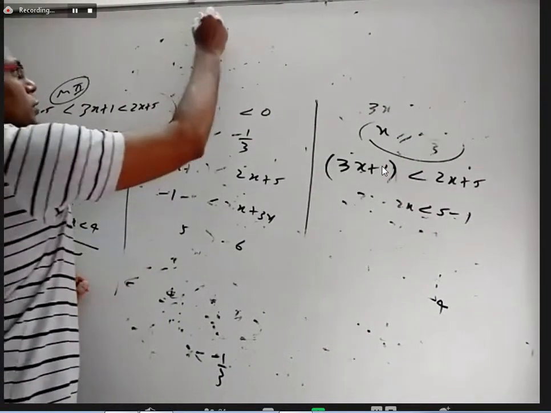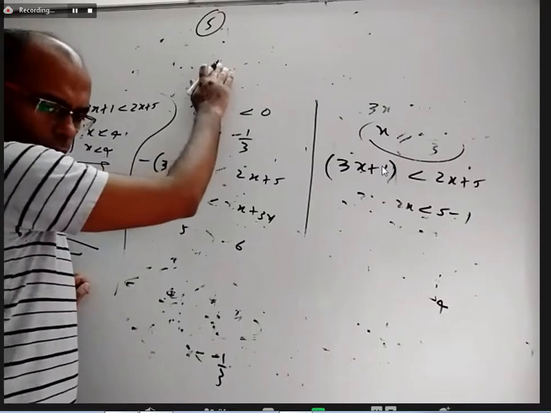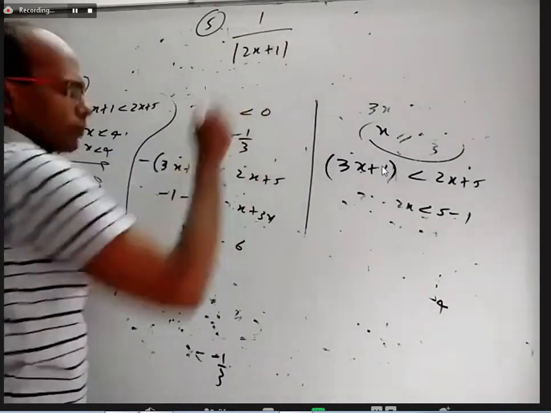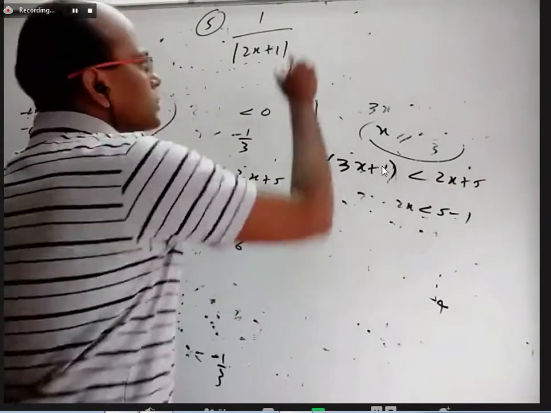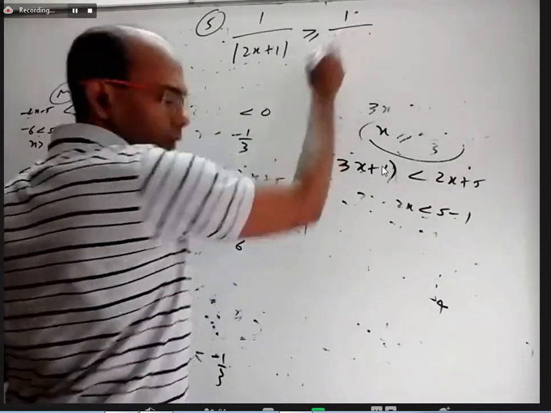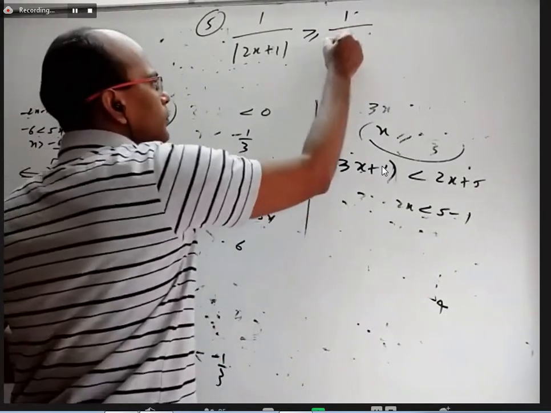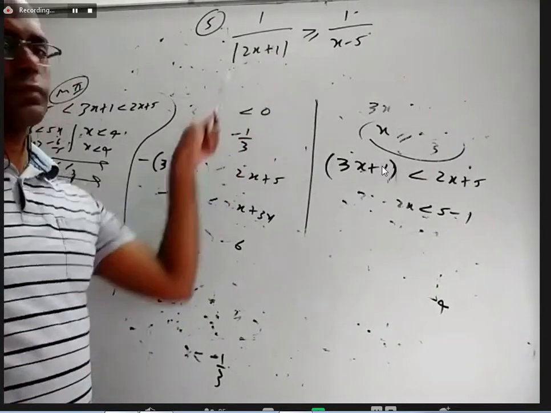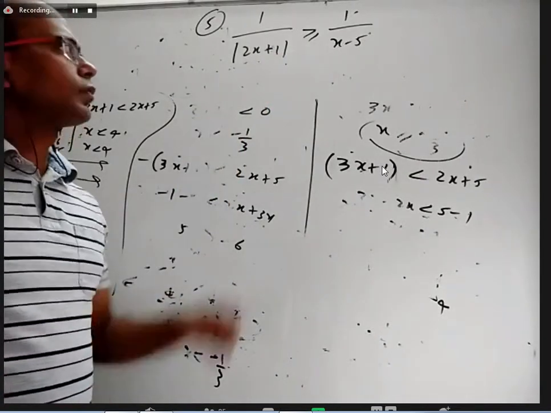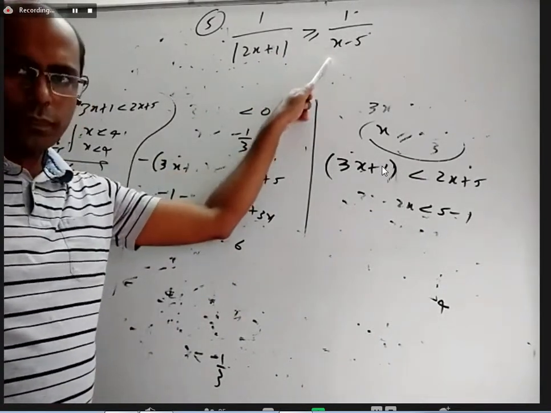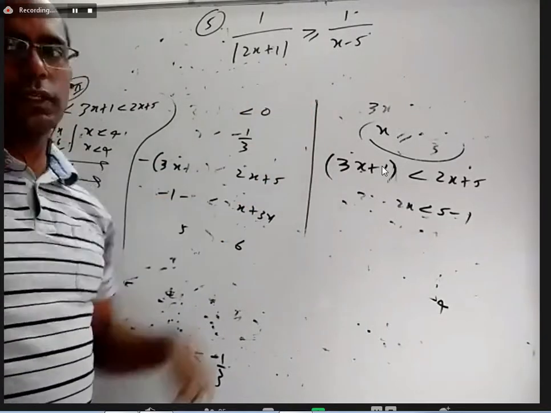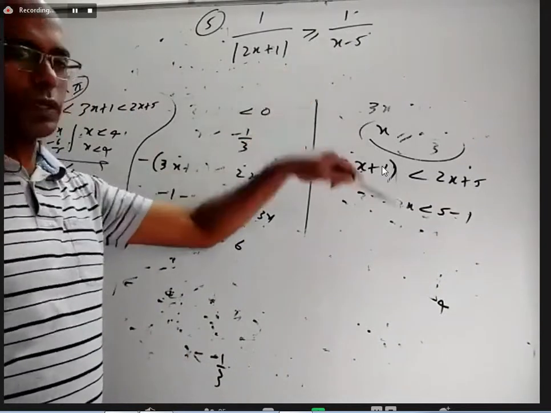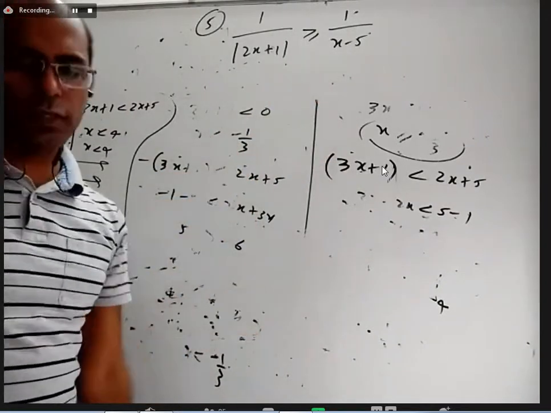Okay, fifth question. 1 by mod 2x plus 1 is greater than or equal to 1 by x minus 5. Here we cannot just do cross multiplication. Why? We don't know whether this is positive or negative. When you're doing cross multiplication, you are multiplying with that. But a positive multiplier will not change the inequality, a negative one changes it. So it is important to take two cases: x minus 5 positive is one case, x minus 5 negative is another case.